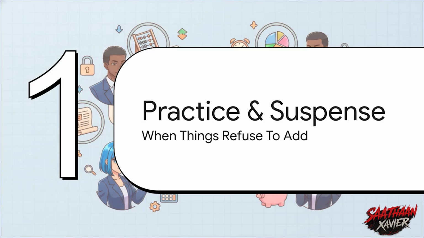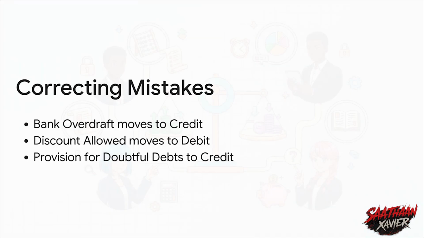Finally, Section 5, Exam Practice and Suspense. What actually happens when things don't add up? Let's apply our knowledge to a practical scenario to see what happens when the totals stubbornly disagree. We're tasked with correcting an inexperienced bookkeeper's work, and we immediately see some fundamental errors. We have to apply our golden rules here. They put a bank overdraft on the debit side, but an overdraft is a liability. We owe the bank money, so it must be moved to the credit side.